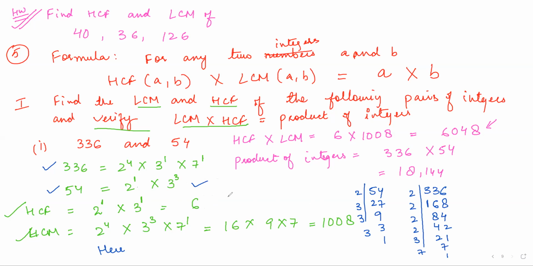Oh, there's a mistake here. 3 to the power 3, right? It's not equal to 9. It's equal to 27, right? Yes, ma'am. Oh, I took the square into 27 and then into 7.